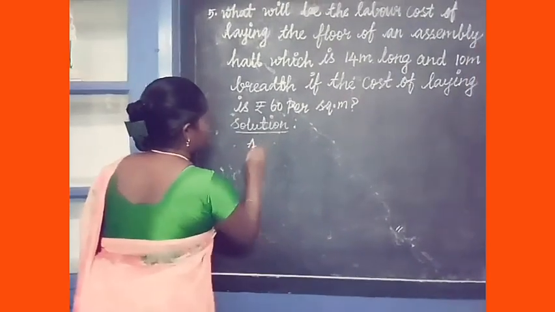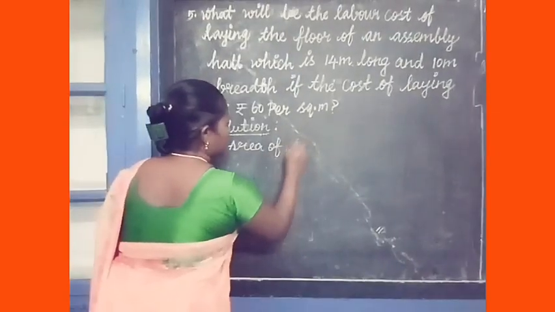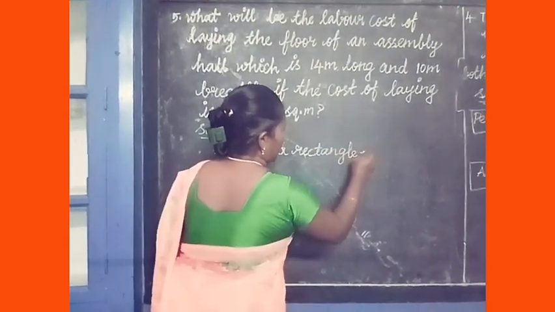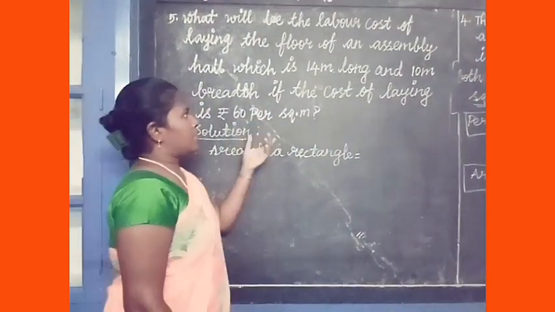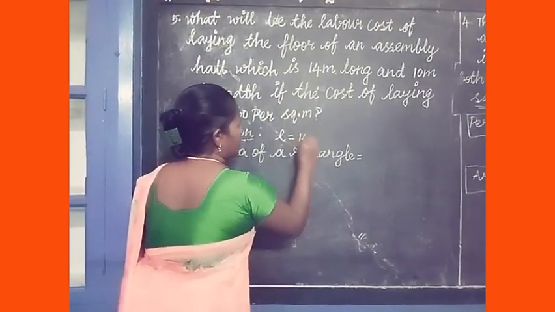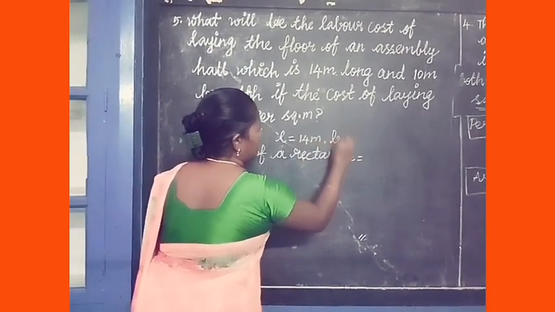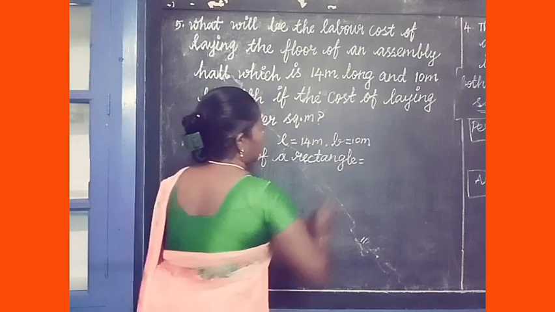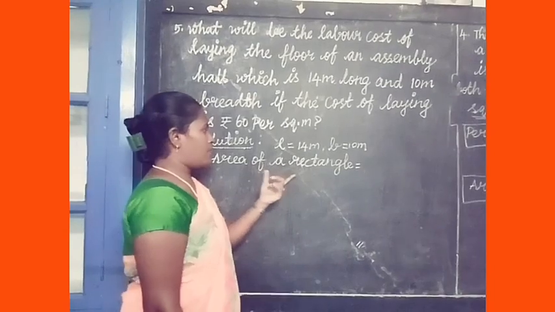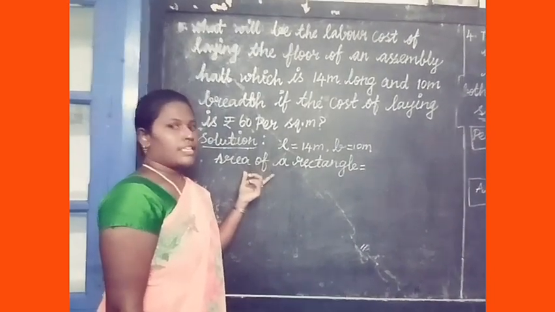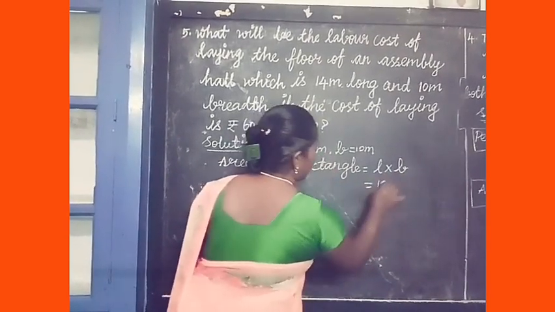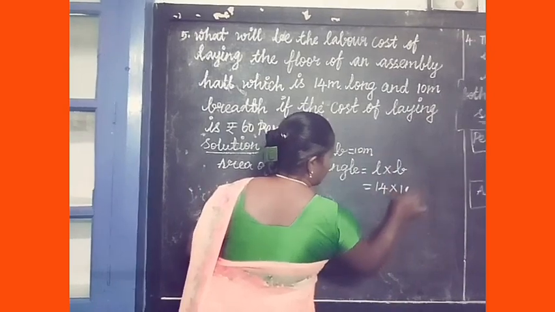So area of a rectangle is equal to, first we write the given value, length value and breadth value. So L is equal to 14 meter and breadth is equal to 10 meter. So L and B value is given. Now already we know the rectangle formula. Area of a rectangle formula is L into B. So we write L into B. L value is 14 into B value is 10.